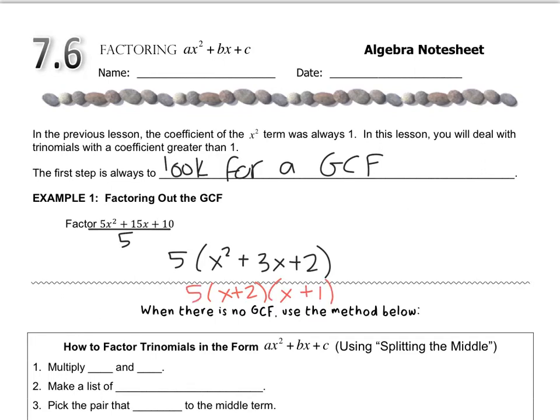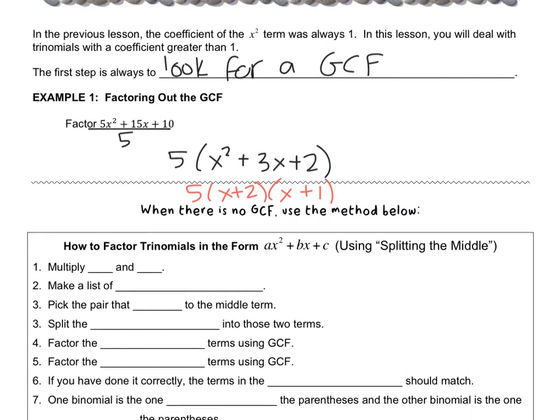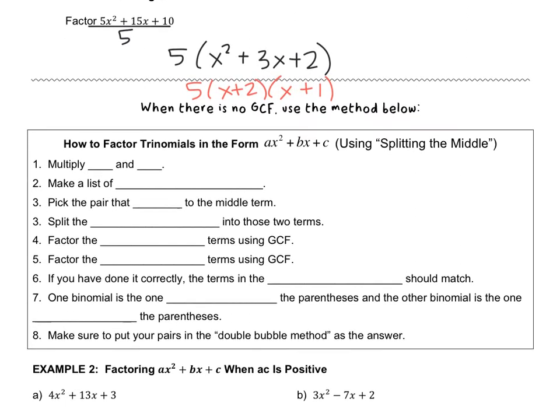But what do you do when there's no GCF, right? So that's what we're going to really focus on today. And the method that I like to use is this method where you split the middle. That's what I call it. I call it splitting the middle. So here are the steps. Follow along. And just like always, I'll show you and it will make more sense when we do some examples.